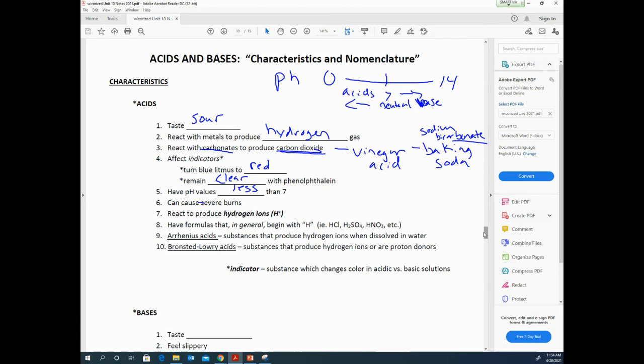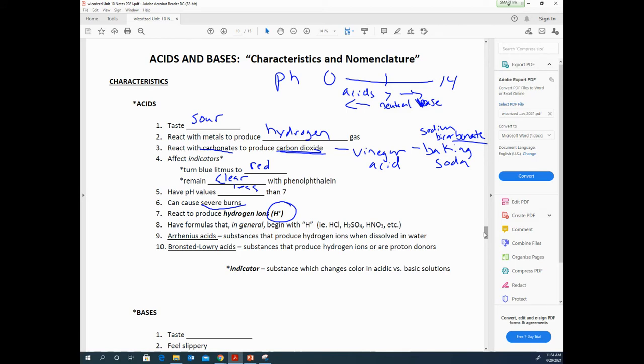Acids can cause severe burns. I marked it out and underlined it. Okay, so acids can cause severe burns. Now, the reason they are an acid is they react to have hydrogen plus ions. They actually have H plus ions, so hydrogen with a positive charge, with more protons than electrons. Hydrogen with a positive charge floating around in it, that's what makes it an acid. The more H plus it has, the stronger of an acid it is.